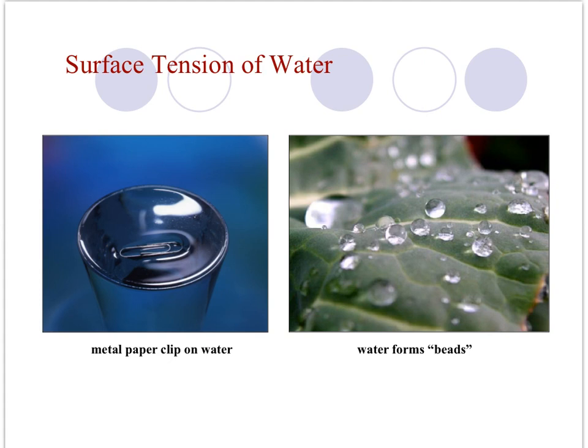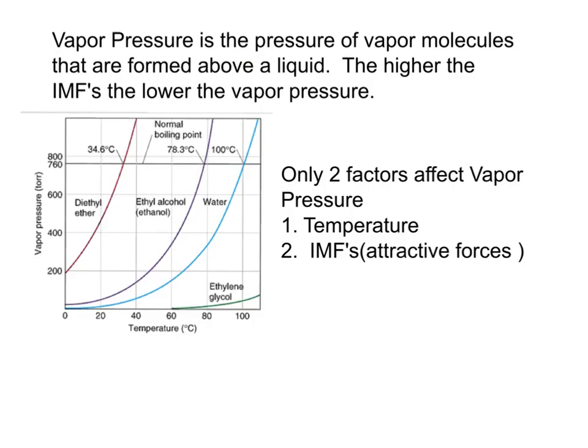So water forms beads due to its high surface tension, giving it that perfectly spherical droplet. You can see that picture on the right. And because of surface tension, very light objects can actually float on water, as seen in the diagram on the left with the paperclip. Vapor pressure is the pressure of vapor molecules that are formed above a liquid.